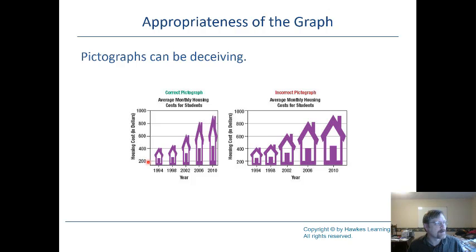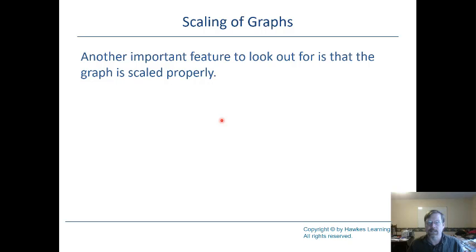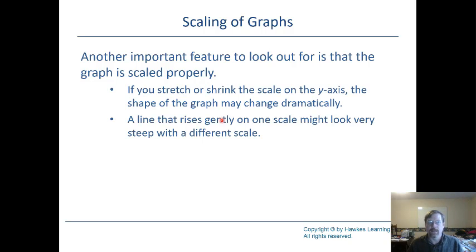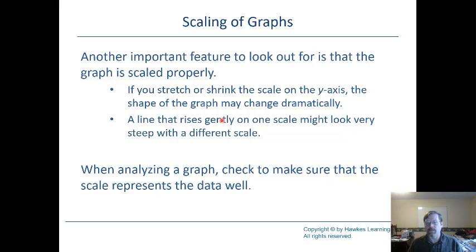If we started somewhere different, we can make it look a little bit worse or a little bit better depending on how we scaled that axis. If it's gentle on one scale, it could look very steep on a different scale or look positively flat. So you have to double check that the scale represents the data well.